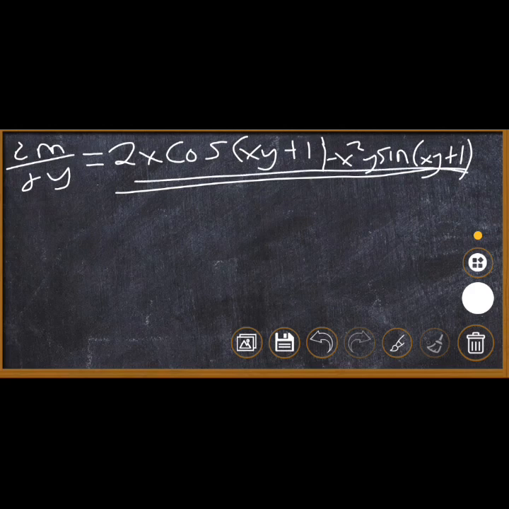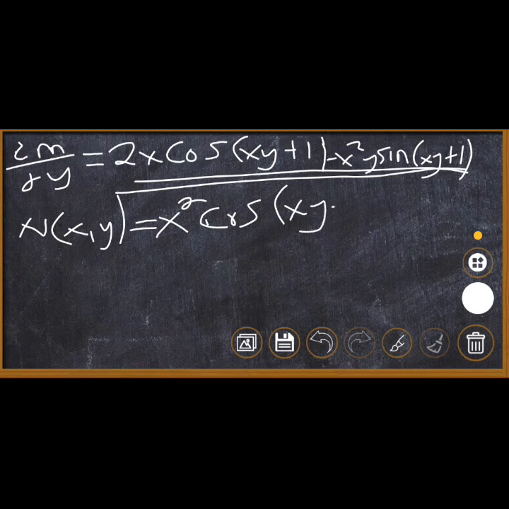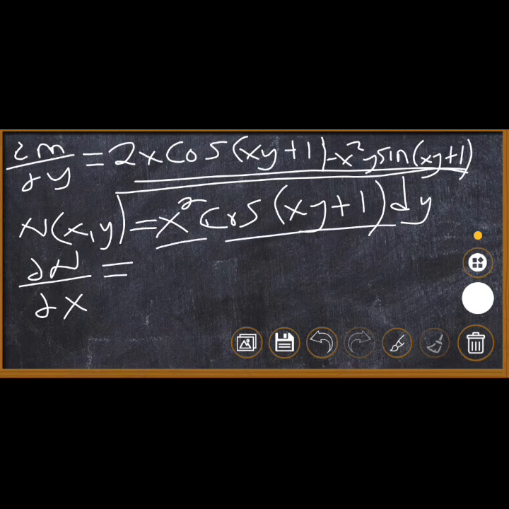So let's also differentiate n with respect to x. This time we are just going to deal with x, but the function of n has been given as x squared cos of xy plus 1, with respect to dy. So in this case, we are going to differentiate this with respect to x. The partial derivative of n with respect to x is equal to, so even here, remember we have the product.